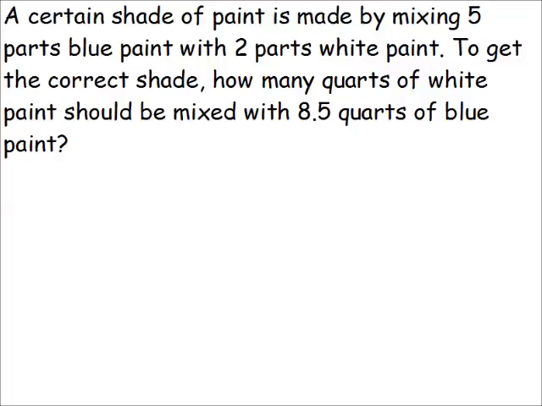Now here's our final example. A certain shade of paint is made by mixing 5 parts blue paint with 2 parts white paint. To get the correct shade, how many quarts of white paint should be mixed with 8.5 quarts of blue paint? Set this one up on your own and then check and see if you did it correctly, so go ahead and pause.